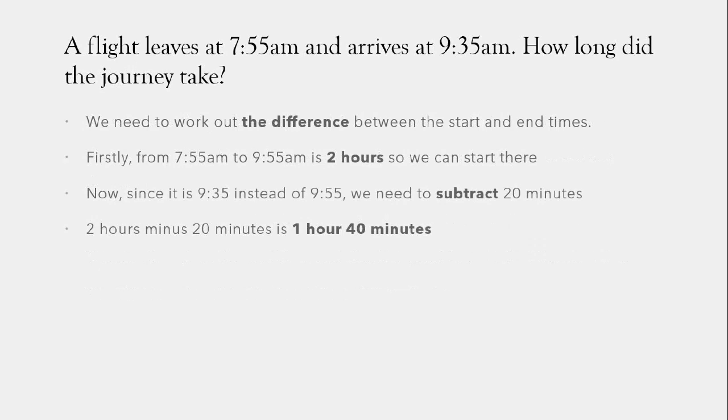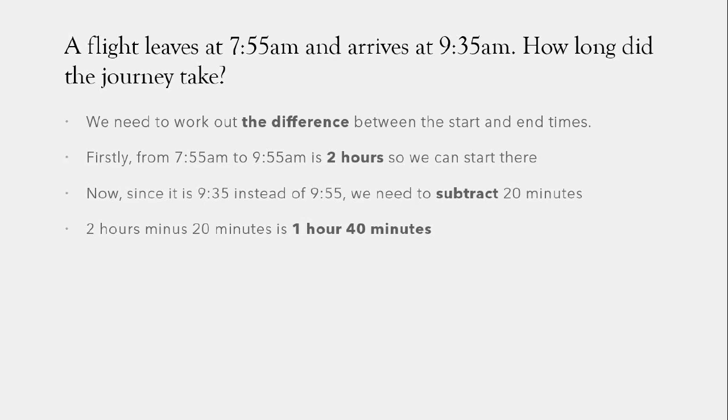So, for example, a flight leaves at 7:55 a.m. and arrives at 9:35 a.m. How long did the journey take? So we need to work out the difference between the start and the end times, because that will be the duration. In that middle, between the start time and the end time, that is the duration. That's the journey happening, the flight taking place.